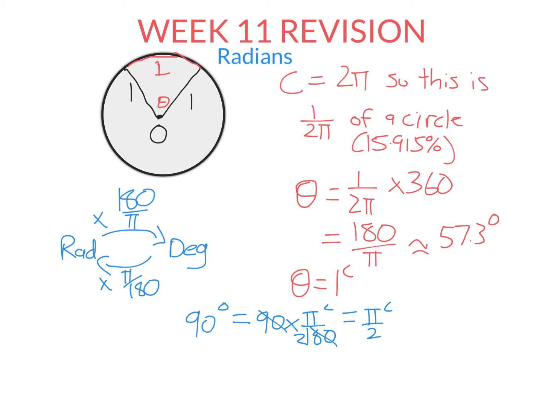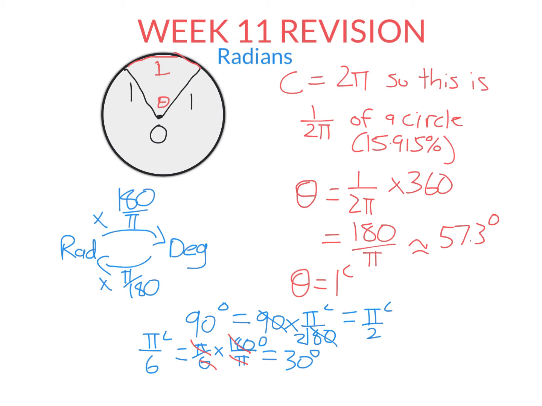So if I have something like pi over 6 and I want to change that to degrees, all I do is times it by 180 over pi. So the pi's cancel each other out, and 180 divided by 6 is just 30. So pi over 6 radians is the same as 30 degrees. Make sure you can convert between the two.